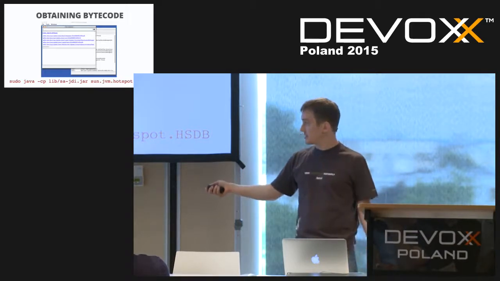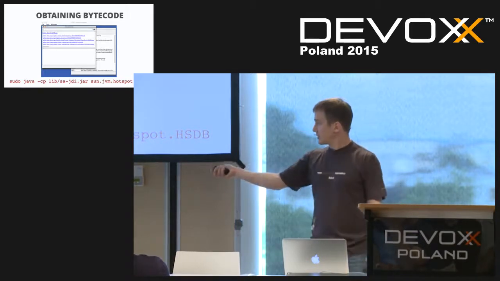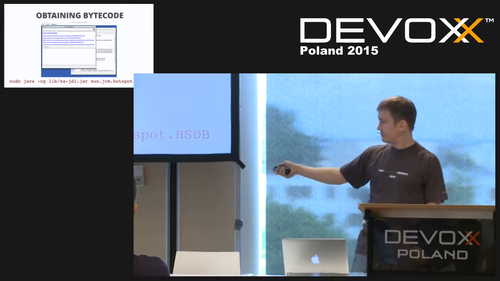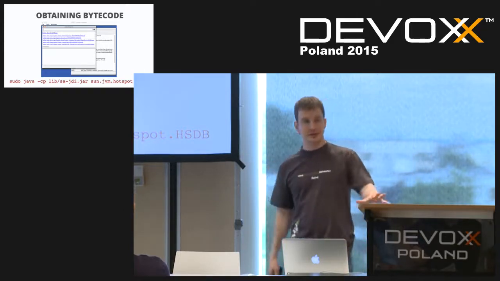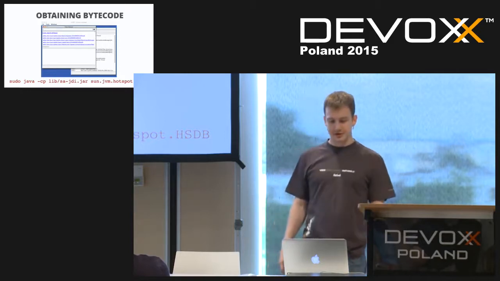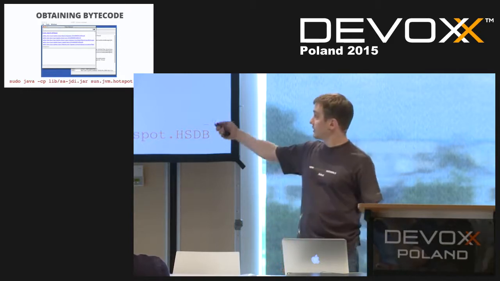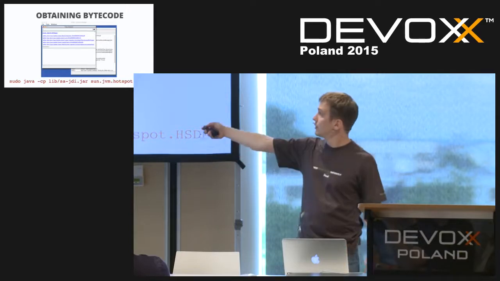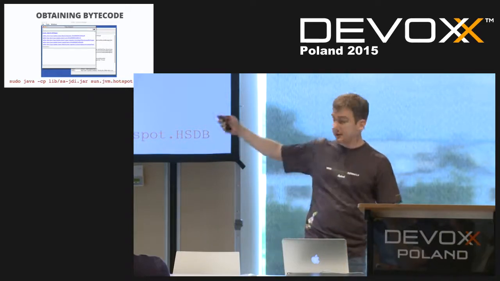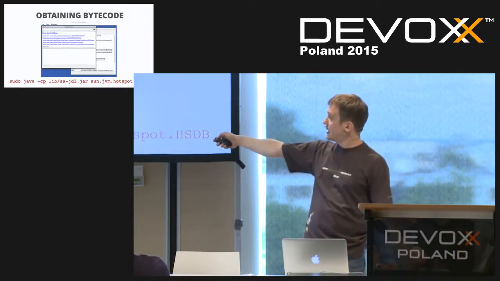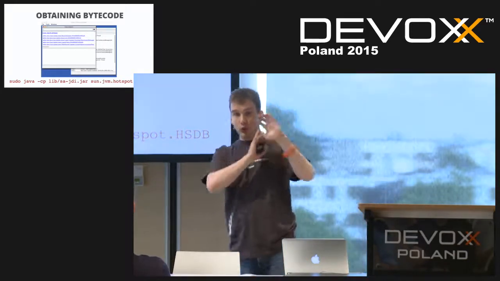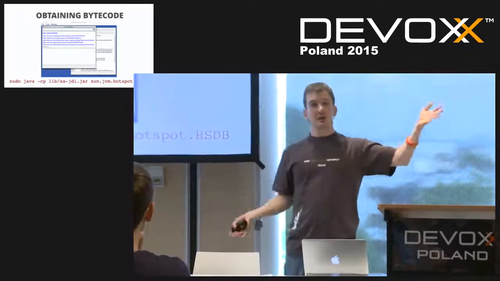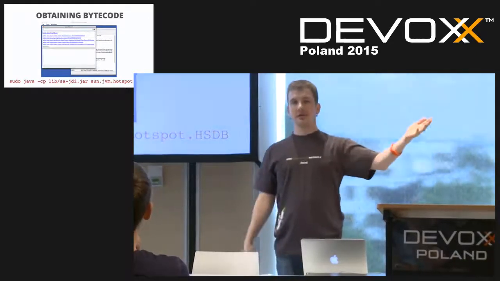So in the sa-jdi jar, there is a class called HotSpot Debugger. It's a really awesome tool. I just recently became aware of its existence, and it's really cool. It can do different things for you, but one of the menus under that will be a class browser. And you can just click a button, and that will generate the bytecode of all the classes as they are loaded into the JVM right now.